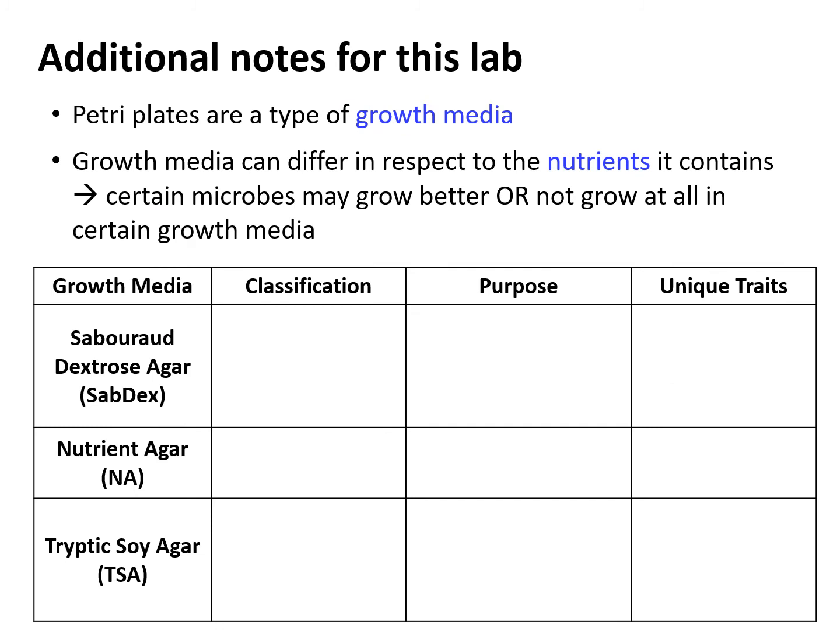We're going to also go ahead and introduce the different types of media that we use. So as I was just saying, those Petri plates, we fill them up with a growth media. Growth media is basically going to contain food, nutrients for your bacteria to grow on. And as I said, to solidify the media, what do we add? To solidify the media, we usually add agar.